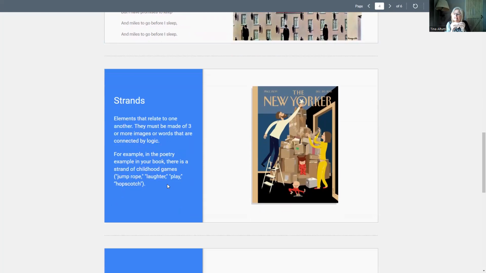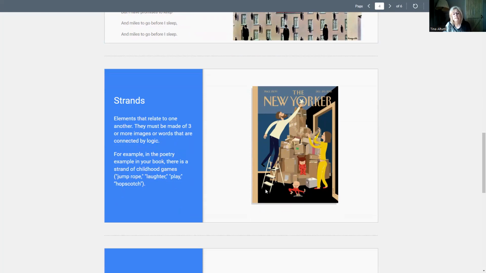Okay, let's look at the next one. Strands. Three things that are tied together through a common bond, I guess is how you would describe it. They're connected in some logical way. So here, elements that relate to one another must be made of three or more images or words that are connected by logic. So if we're looking here, what do we see that might be connected by logic?